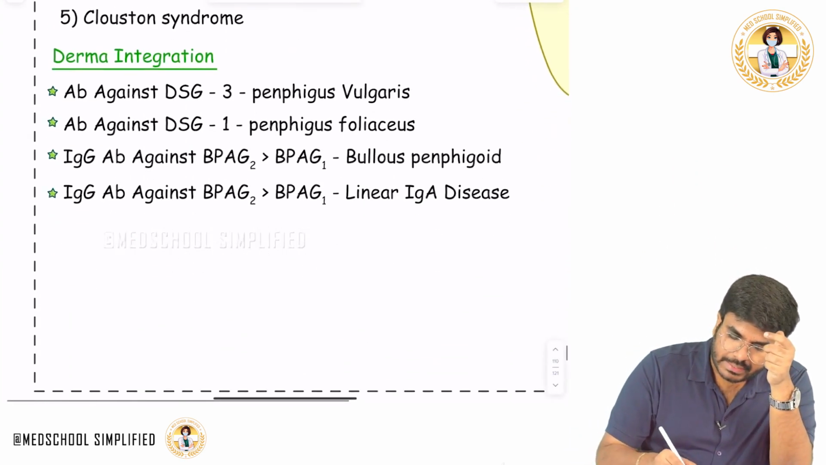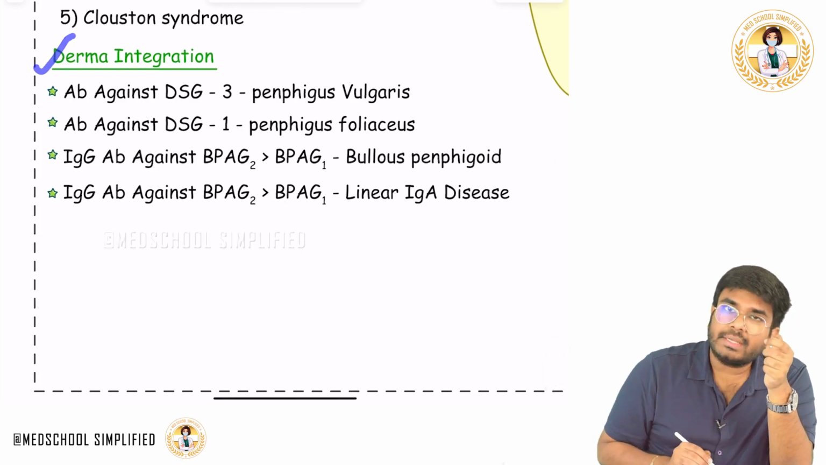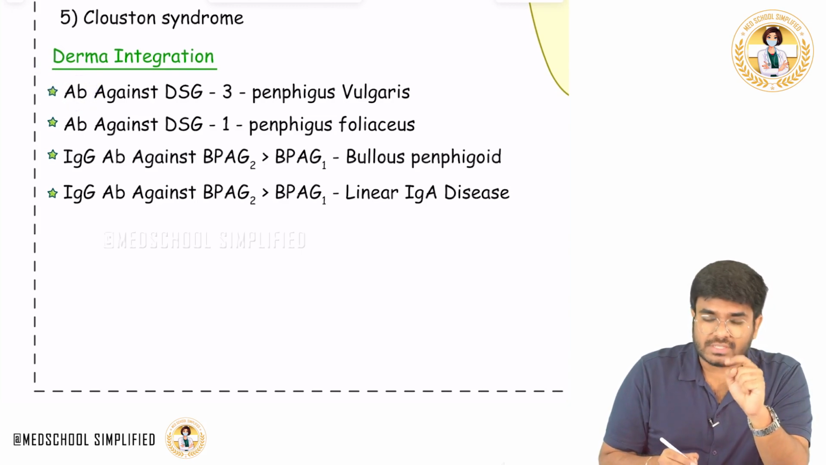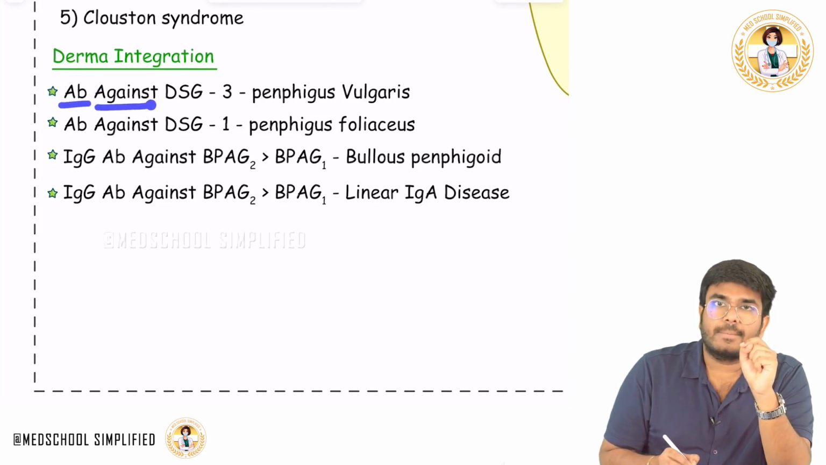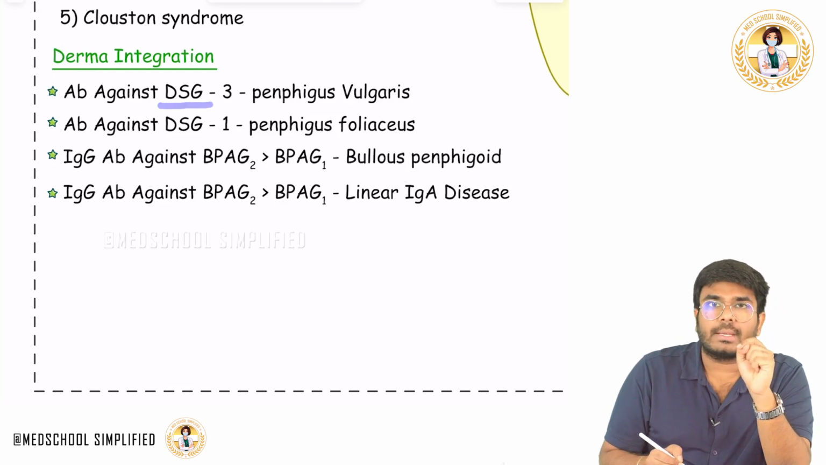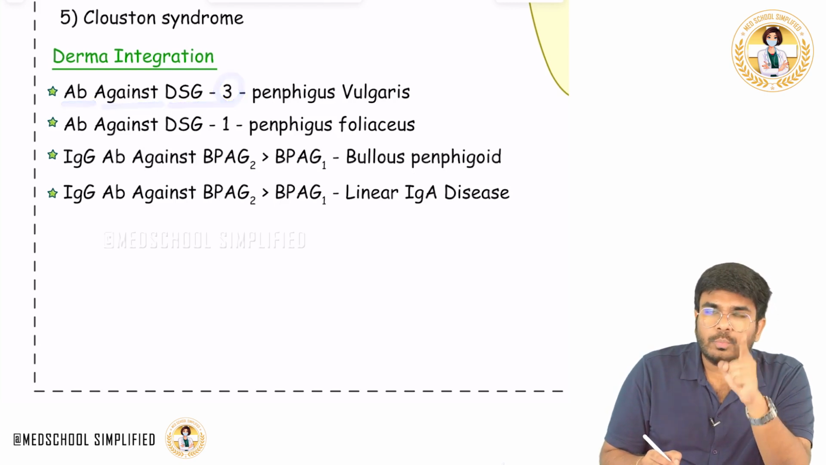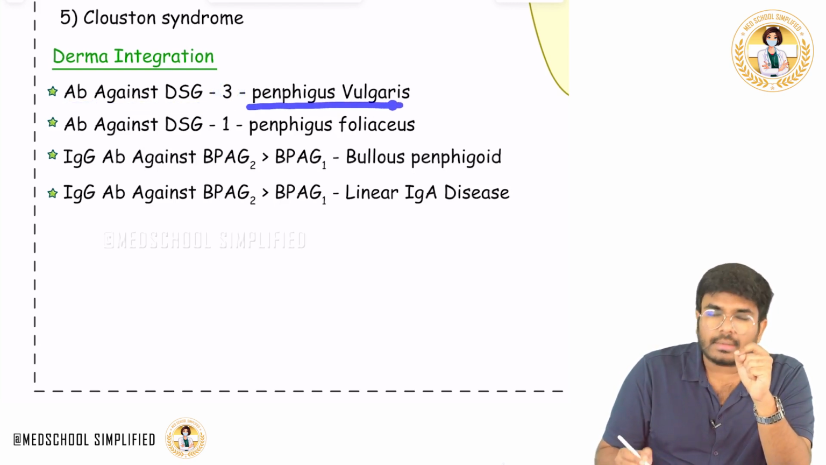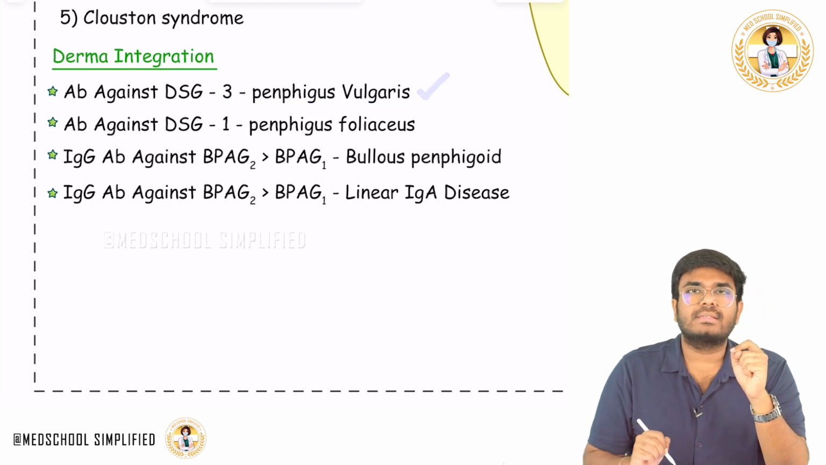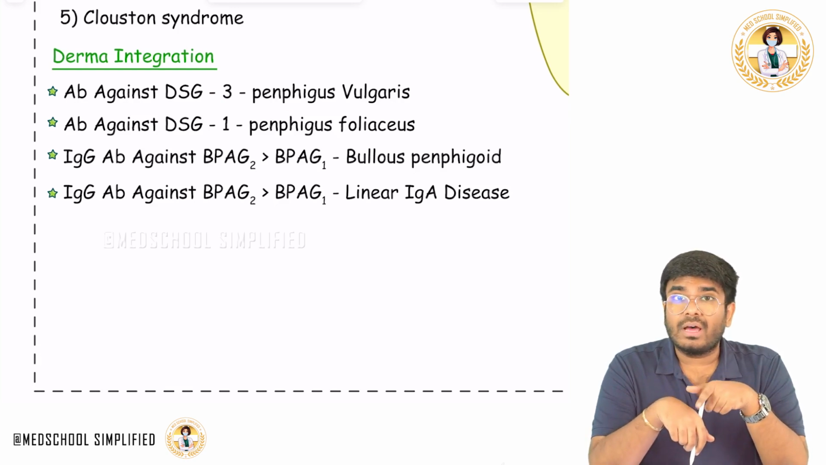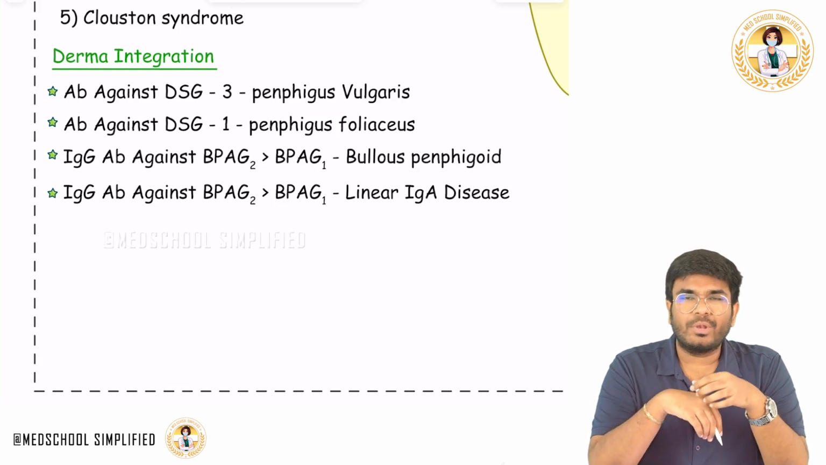Now let's look at the dermatology part, important points. There are autoimmune diseases where autoantibodies are produced against a protein called desmoglein. I have told you desmoglein is a desmosomal protein. So antibodies against desmoglein 3 are going to produce a bullous disorder called pemphigus vulgaris. If you search pemphigus vulgaris images, you will see there will be bulla in the patient. Okay, it's a bullous disorder.